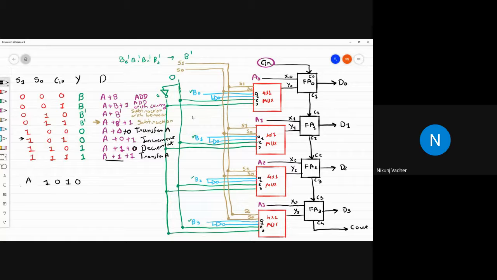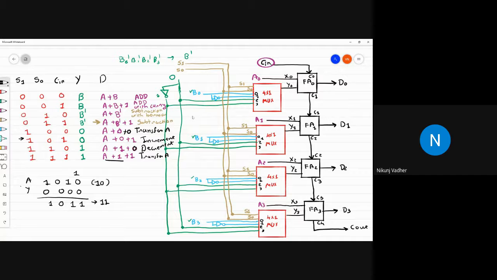1010 means 8 plus 2, which is 10. Here the value of Y is 0, so all Y bits are 0. And the value of Cin in this case is 1. So if you perform the addition, 1 plus 0 plus 1, this will result into 11.